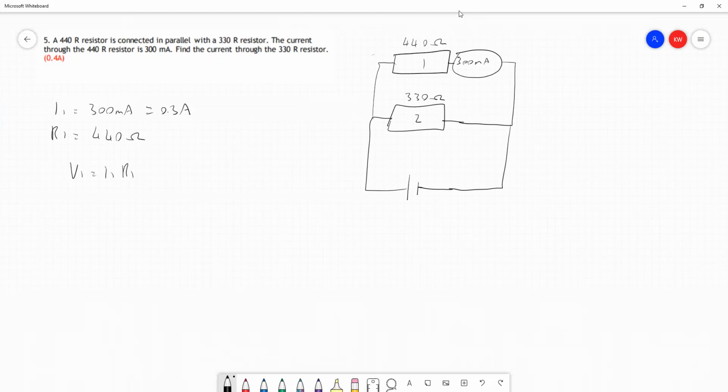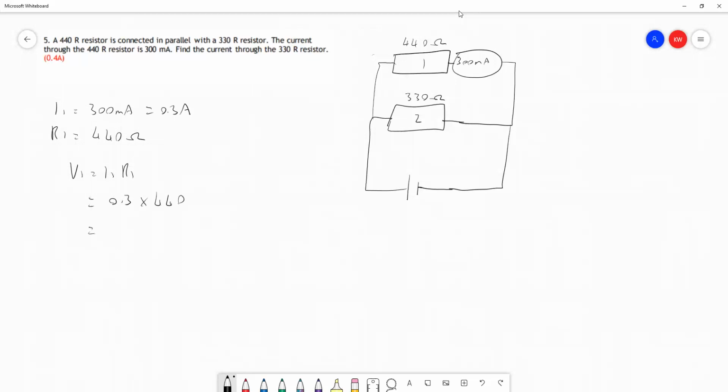And so this might not have immediately occurred to you. Sometimes we've got to just play about with what we know. If we are ever given a component and we know two things about it, whether it's a series or parallel circuit, the resistance and the current running through it, or the voltage and the current, or the voltage and resistance, we can use the two things we have to find the third. And we do know this for resistor 1 here. So our current is 0.3 amps. Our resistance is 440 ohms.